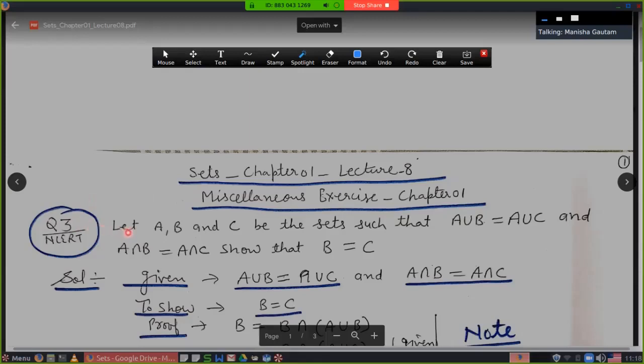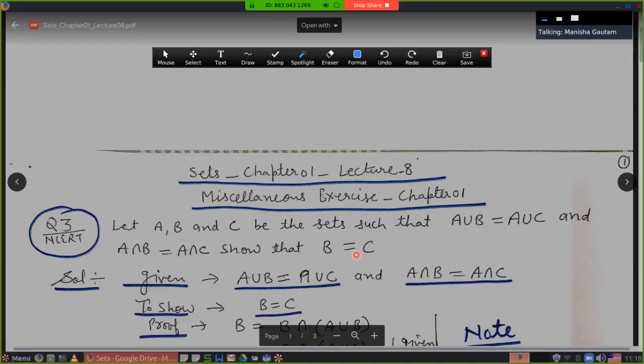That is, let A, B and C be sets such that A union B equals A union C and A intersection B is equal to A intersection C. Show that B is equal to C. Now, what is the given part of this question? That is, A union B equals A union C and A intersection B is equal to A intersection C. This is the given part. It means you have to use this part to prove B equal to C.